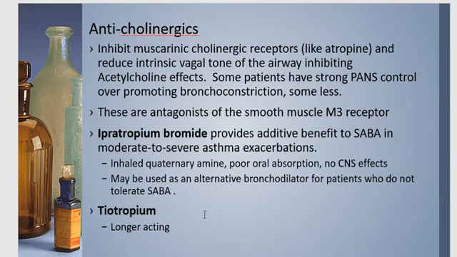And the other group of drugs that work pretty similarly are the anticholinergics. And so these are M3 receptor antagonists. And so these are going to inhibit the muscarinic cholinergic receptors, and they work similar to atropine. They're going to reduce intrinsic vagal tone within the area, and that's going to kind of be counter to the acetylcholine effects. A lot of these patients have relatively strong autonomic control, and that kind of promotes some of the bronchoconstriction. Some patients have much less. But in any case, these drugs block the M3 receptor, and they promote smooth muscle relaxation, much like the beta-2 agonist through a different mechanism.